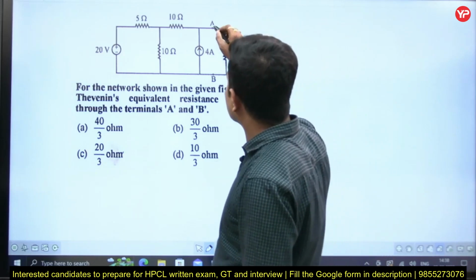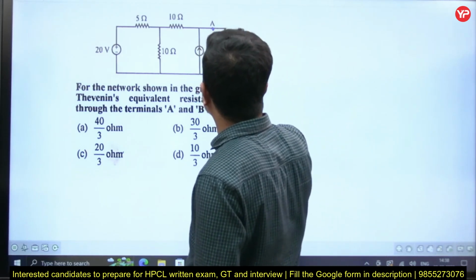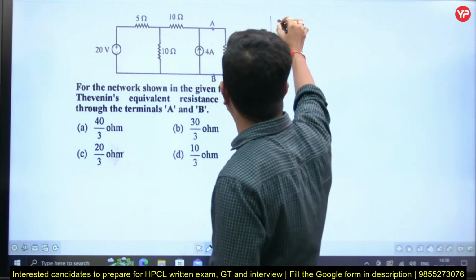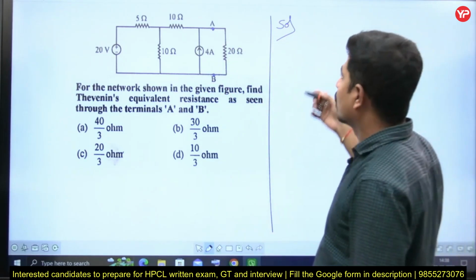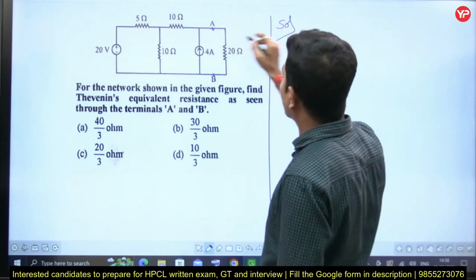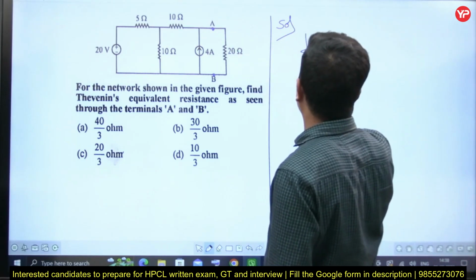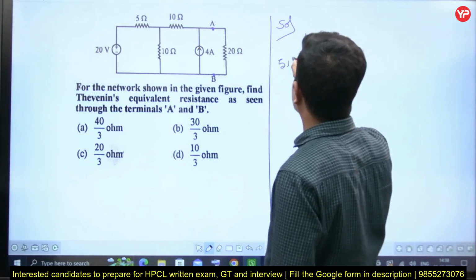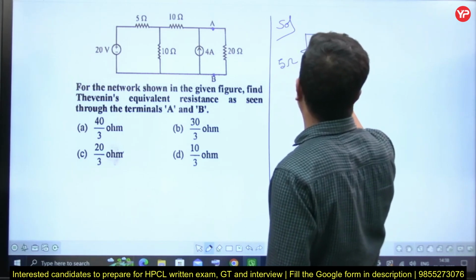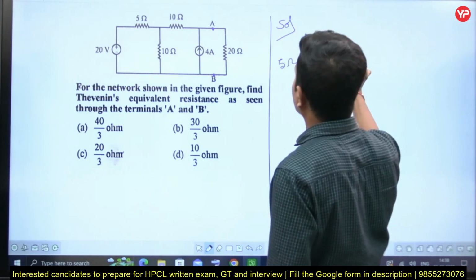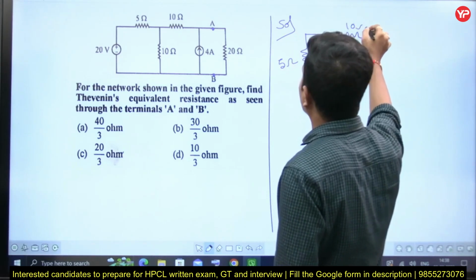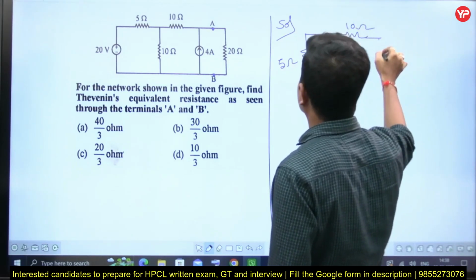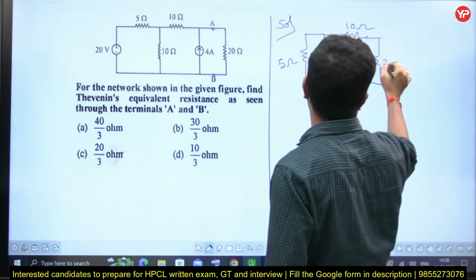So these are the terminals A and B. Thevenin's equivalent means you have to open circuit the current source and short circuit the voltage source. Now this is 5 ohms. This is 5 ohms in parallel with 10 ohm. That is in series with 10 ohm, right? And this is 20 ohms.